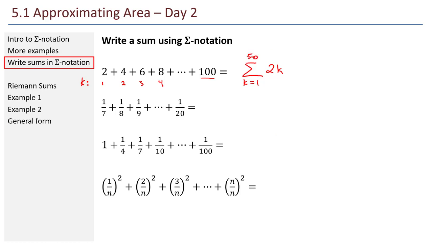Next problem. My values of k will go 1, 2, 3. What do I need to do to k? It looks like I'm adding 6 every time to get that denominator. So summation, k equals 1, and the summand looks like k plus 6. And I end at 20, so it looks like my top limit will be 14.